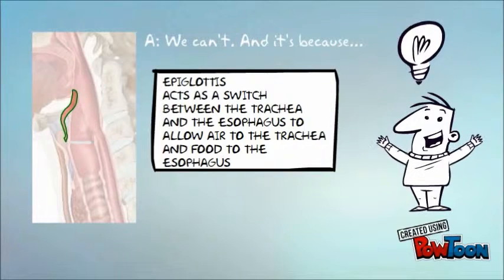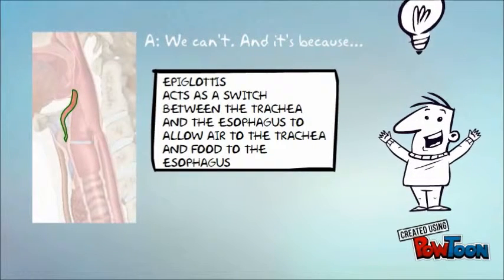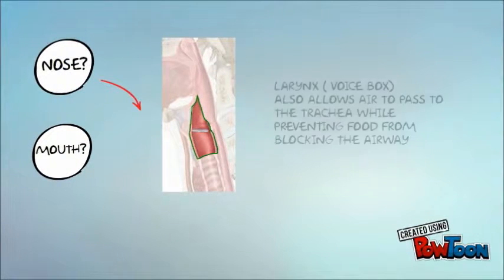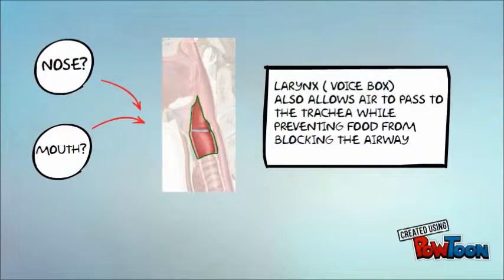It acts as a switch between the trachea and the esophagus to allow air to the trachea and food to the esophagus to prevent the person from choking. Whether we breathe through our nose or through our mouth, the air would still pass through our larynx, which also allows air to pass through the trachea while preventing food from blocking the airway.